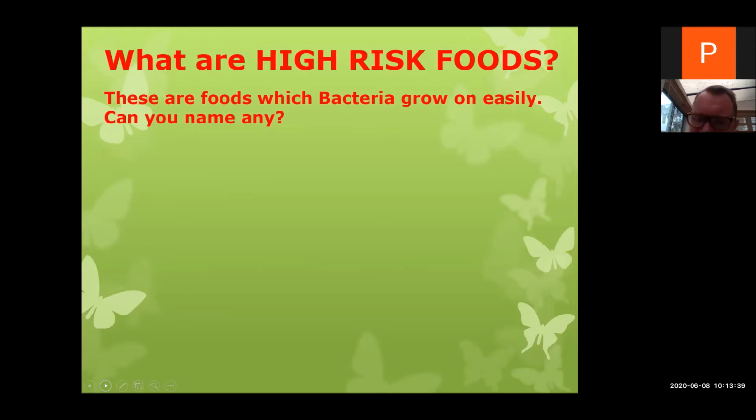So, name some high-risk foods then. Think about what is high risk. If you can't think of any, visualize yourself in a supermarket. Raw food. Sorry, what did you say, Emily? Raw foods. Yeah, so raw food, so raw fish, raw meat, raw chicken.